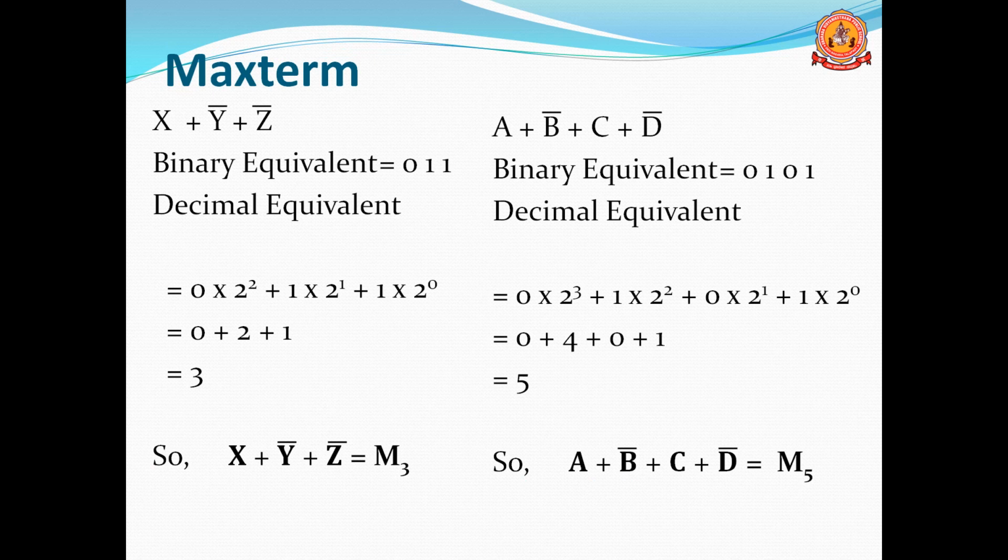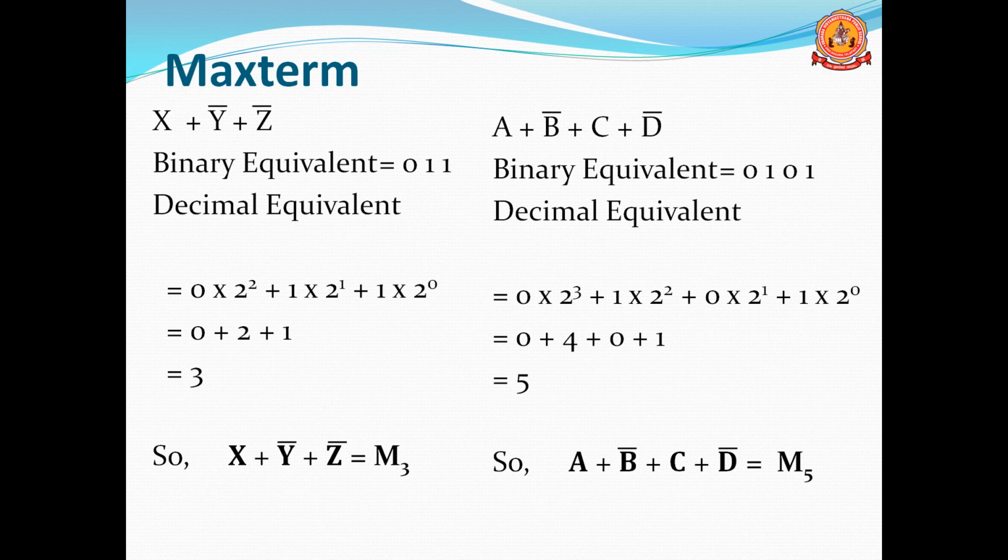Same here: a plus b dash plus c plus d dash. The binary equivalent is 0, 1, 0, 1, because a is in normal form, so 0. B dash is in complement form, so 1. C is in normal form, so 0. D is in complement form, so it is 1.